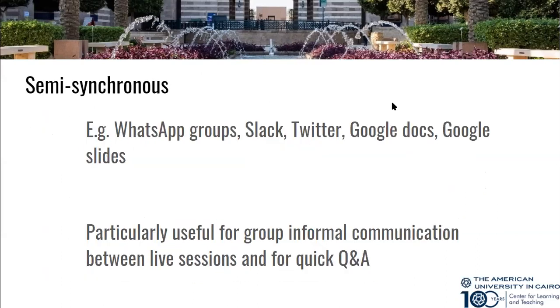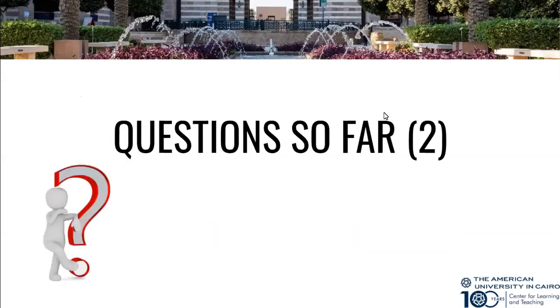Semi-synchronous spaces are kind of like WhatsApp groups, Slack, Twitter, Google Docs, Google Slides, that kind of thing. And it's particularly useful for group informal communication between live sessions and for quick Q&A, students can respond to each other before you even respond to them. So this makes it feel faster than sending email. Like if you have something happening and all the students have the same question, it's easier if they put it there than if each one of them emails you separately.